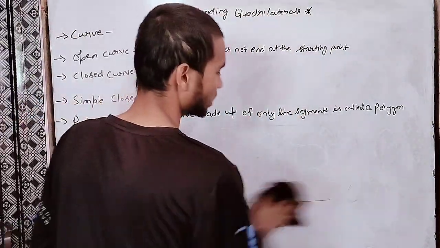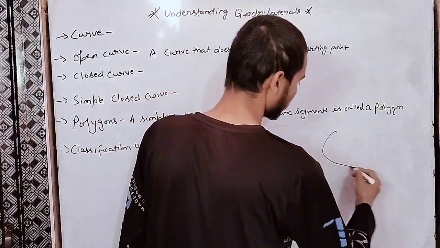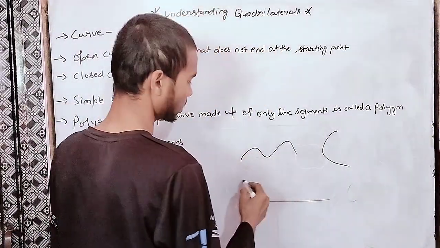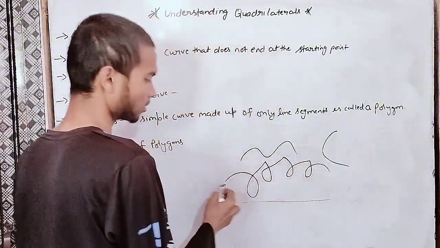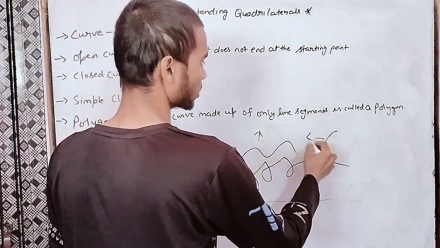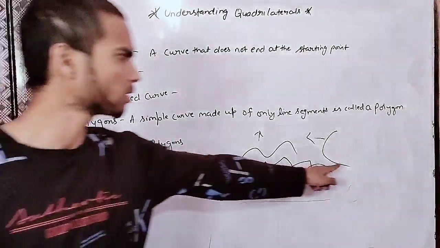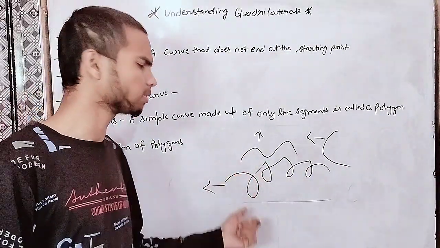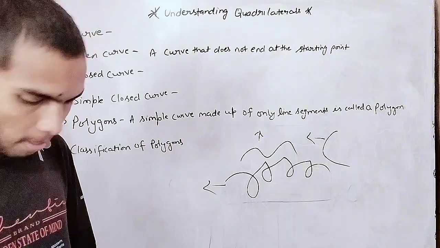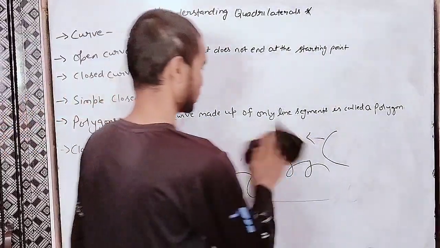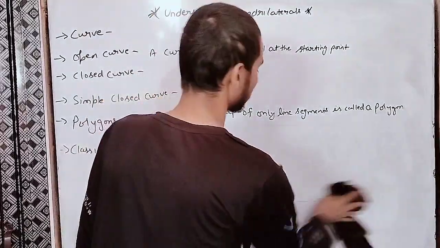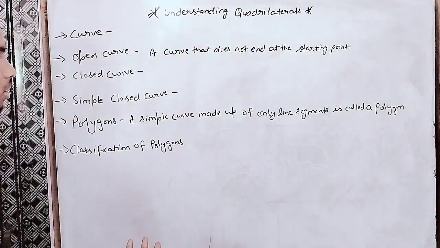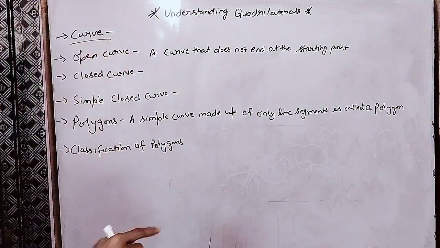You also can say this is a curve. This diagram is a curve. You can say that, but our point will be something else. Here we are talking about the definition of a curve and the classification of a curve. We understood the definition of a curve.